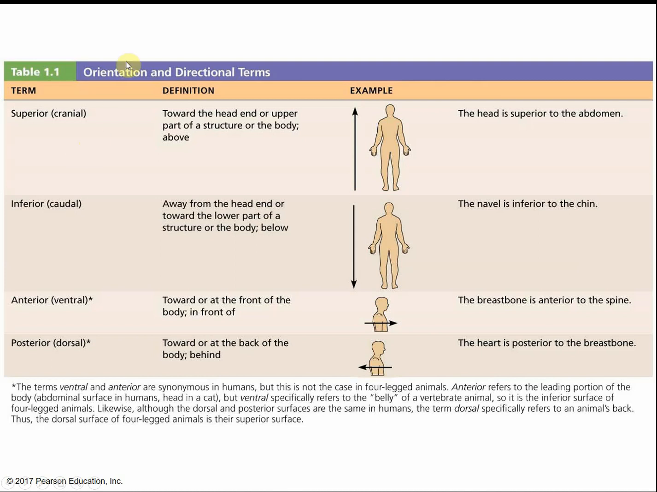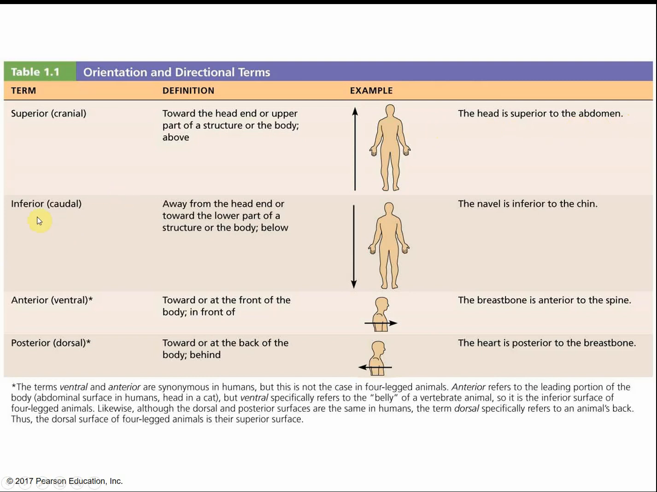So looking at some of these orientation and directional terms, you'll see pretty much all of these come in pairs, right? They go in opposite directions. So the first one we'll look at is superior, sometimes called cranial. They're interchangeable, but this is just going toward the head or above another body part. Right? So we could say the head is superior to the abdomen.